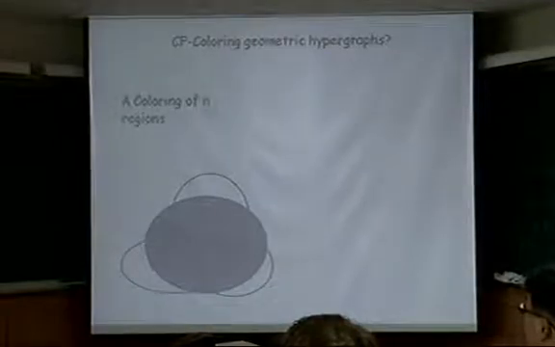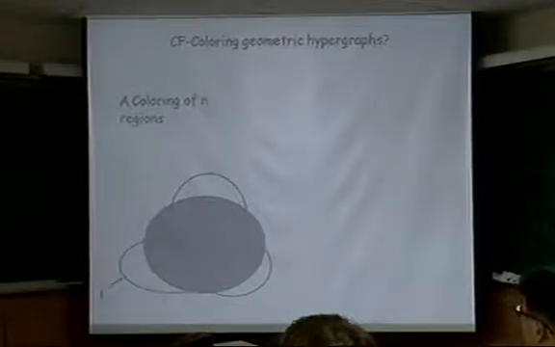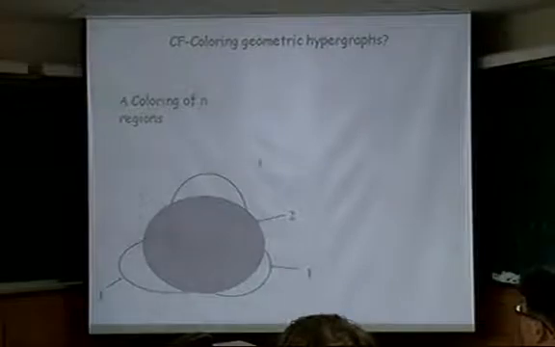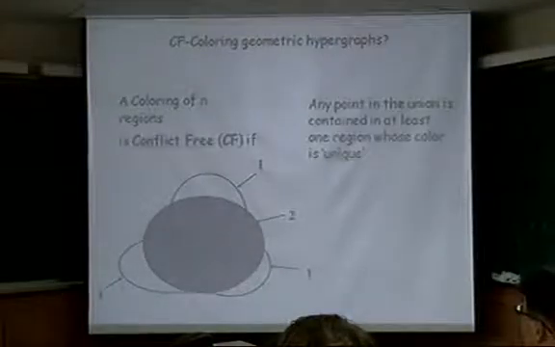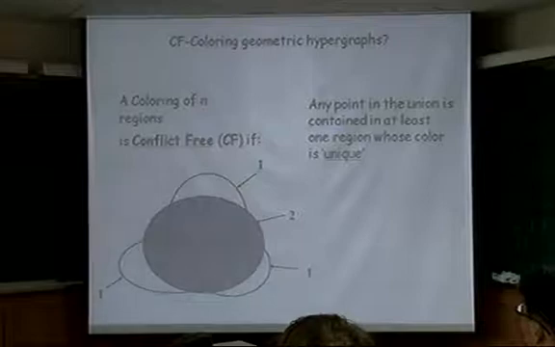And a conflict-free coloring would mean assigning colors to the shapes, such that in any given point, one of the shapes containing that point has a unique color among the shapes containing that point. That's just saying that it's a CF coloring of the underlying hypergraph.